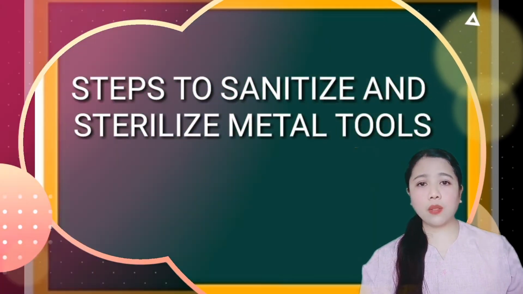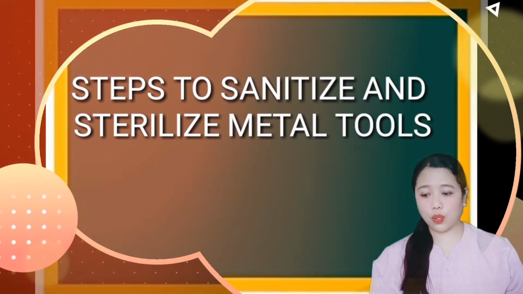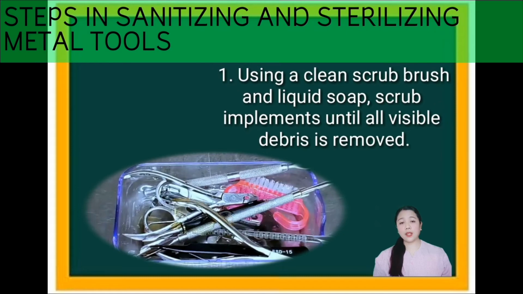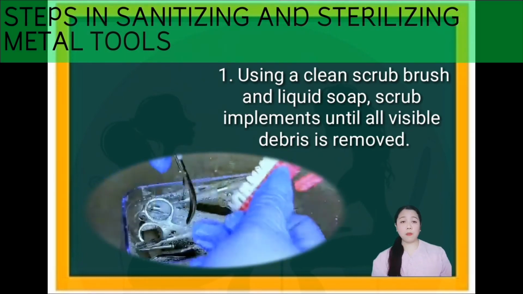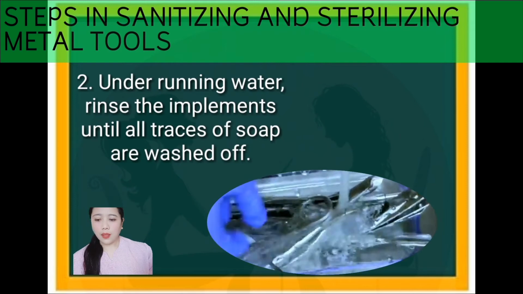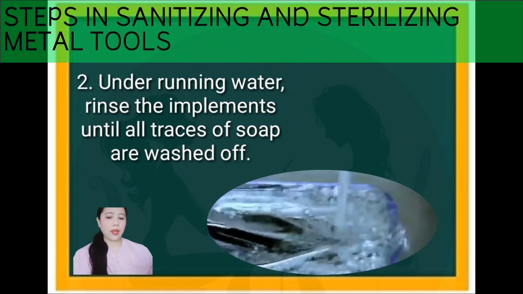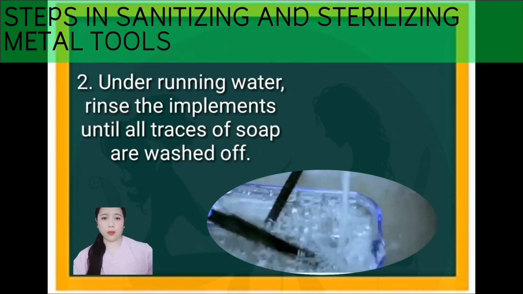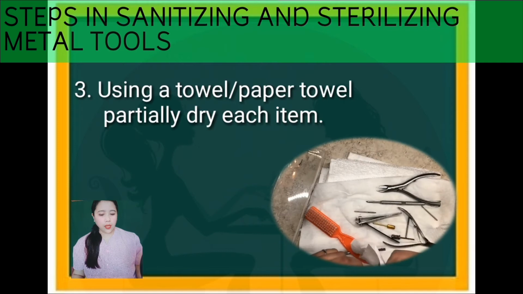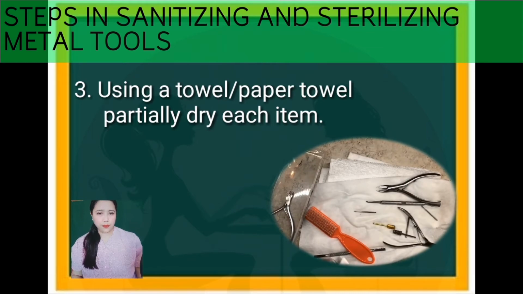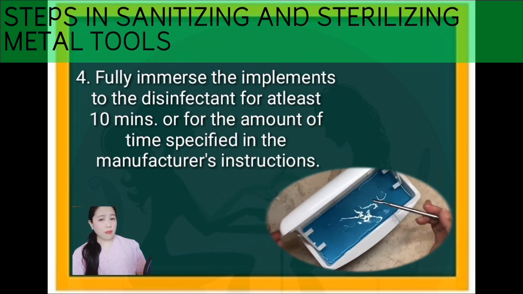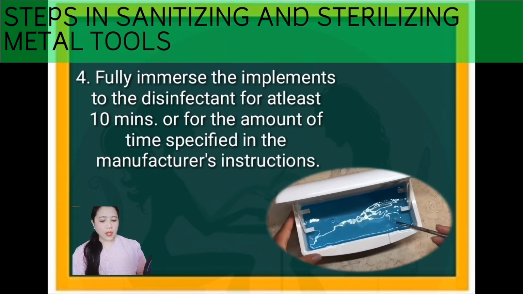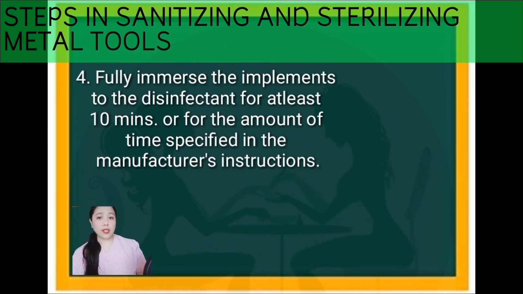Here are the different steps to sterilize and sanitize metal tools. Using a clean scrub brush and liquid soap, scrub implements until all visible debris is removed. Under running water, rinse the implements until all traces of soap are washed off. With a clean or disposable towel, partially dry each item. Fully immerse the implements to the disinfectant for at least 10 minutes or for the amount of time specified in the manufacturer's instruction.